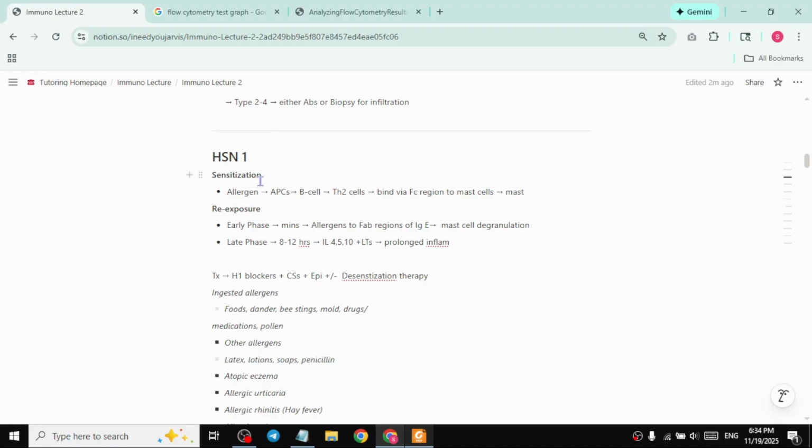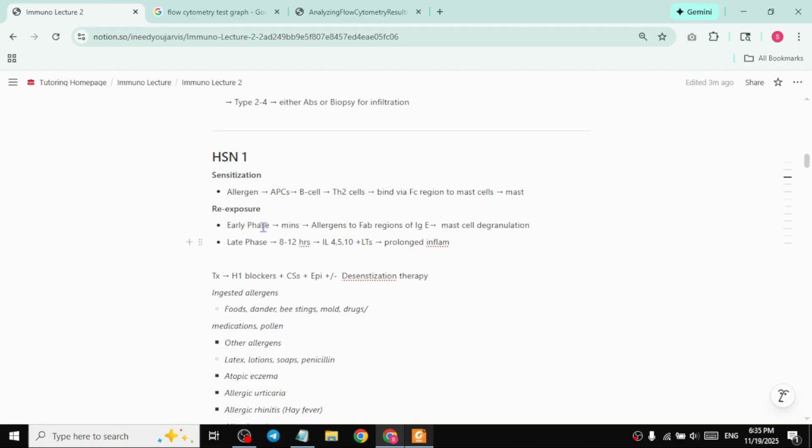First thing is sensitization, right? With HSN1, the first phase is sensitization. What happens here, you see allergen binding to APCs, APCs presenting it to B cells, and APCs activating Th2 cells, and these transform into IgE mediated problems, right? So basically, these allergens bind to the Fc region and they activate mast cells, right? So once these mast cells have sort of sensitized, right, the next is re-exposure phase, right?